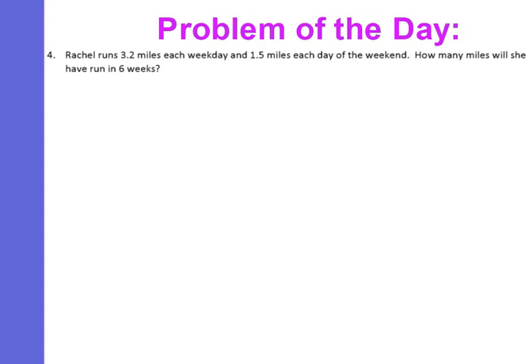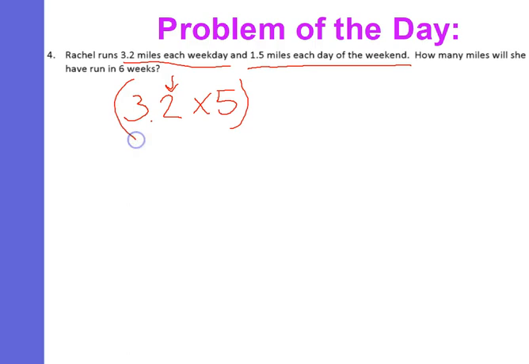So let's take a look at the problem of the day. Rachel runs 3.2 miles each weekday and 1.5 miles or 1 5/10 miles on the weekends. How many miles will she have run in 6 weeks? So weekdays, we know that that's Monday through Friday, so that would be 3 2/10 miles times 5 days. And there's 7 days in a week, so I'm going to need 2 more days. That would be our weekend. And that's 1.5 miles, or 1 5/10 miles, times those 2 days. And that would give me all 7 days of the week.